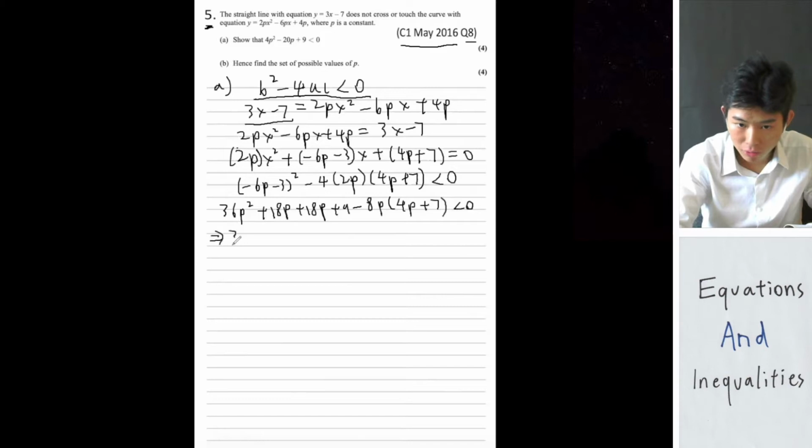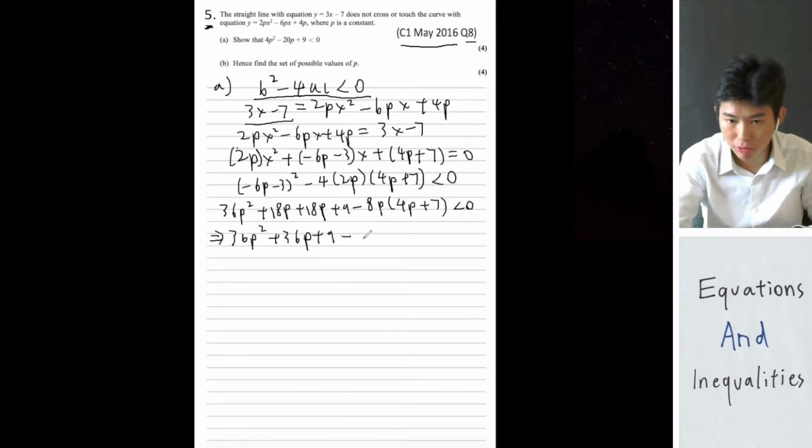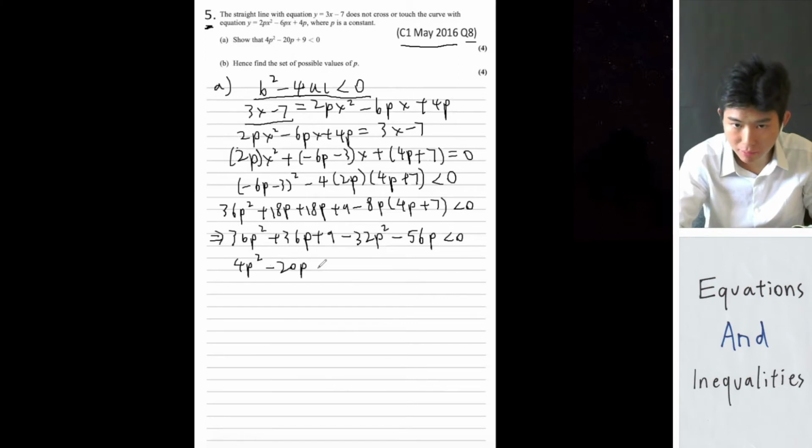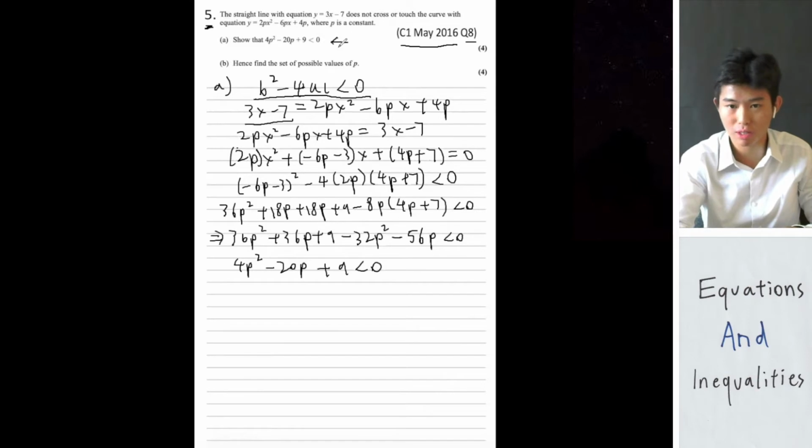And to carry on, 36p squared plus 36p plus 9, minus 4 times 8 would be 32p squared, minus 8 times 7 would be minus 56p, smaller than 0. And so the final answer would be 36p squared minus 32p squared would be 4p squared. 36p minus 56p would be equal to minus 20p, and plus 9, smaller than 0. And this is how you show this equation here.